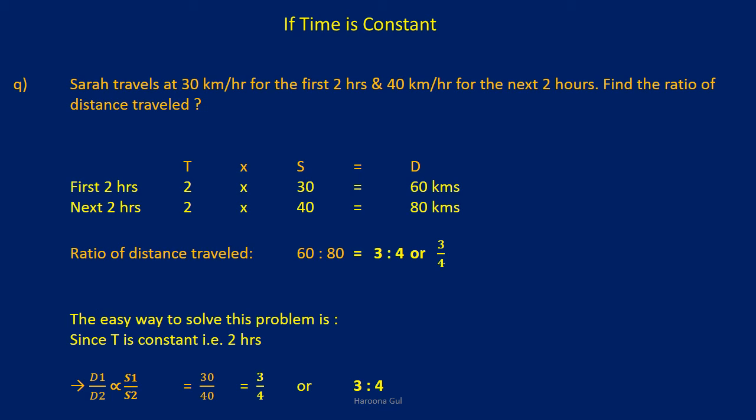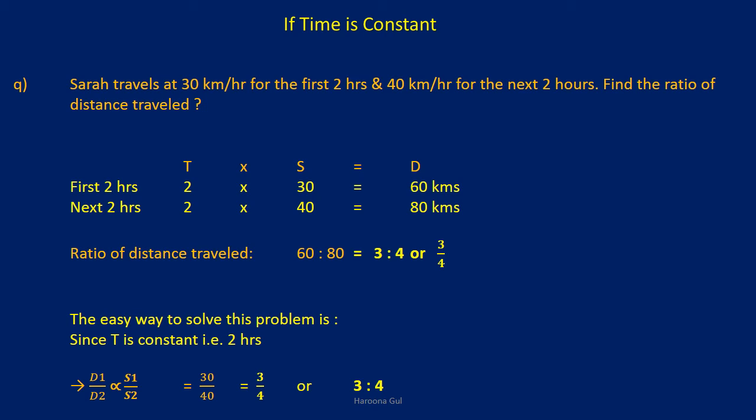Okay, now we know time into speed is equal to distance. So for the first 2 hours, Sarah traveling at 30 kilometers per hour is going to cover a distance of 60 kilometers. And in the next 2 hours, with the speed of 40 kilometers per hour, she's going to cover a distance of 80 kilometers. So the ratio of distance traveled is going to be 60 to 80, which is equal to 3 to 4, or 3 over 4, right?